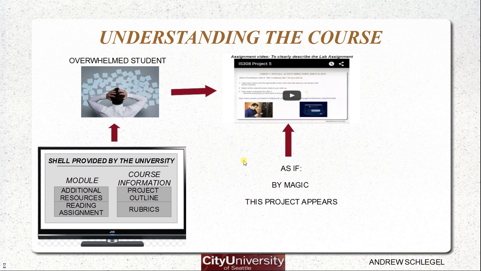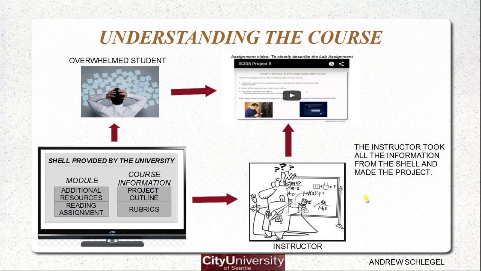Okay, so the student starts to look at this stuff in the shell and reads this project and just really feels overwhelmed. I mean, there's a lot of material here, especially in the additional resources, the reading assignments, the rubrics, the project outline. All of this stuff the students read, and it's just overwhelming. And the student may even feel like all the information is not here to complete the project, and in some instances that may be true. I don't deny that.